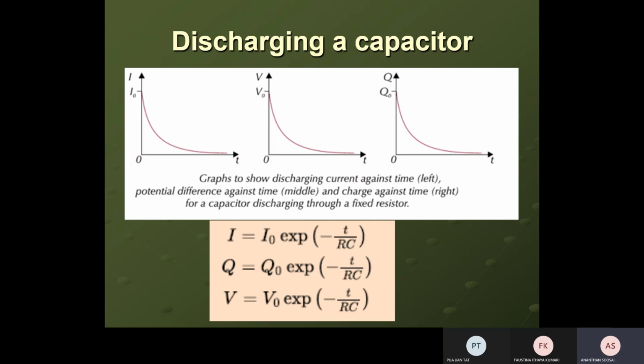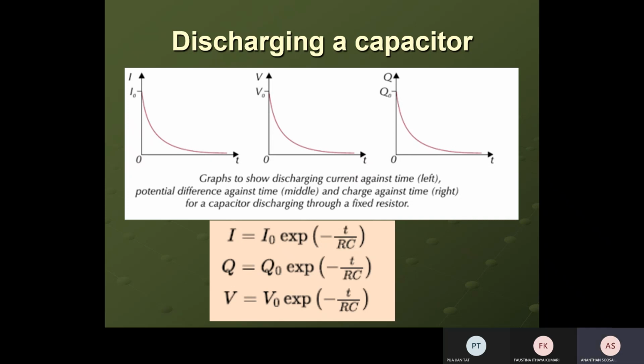So when the capacitor discharges, the current across the capacitor decreases exponentially. The voltage across the capacitor also decreases exponentially, and the charge on the capacitor also decreases exponentially. All three decrease. Don't just say "decreases" in the exam, you won't get marked. You must say decreases exponentially.